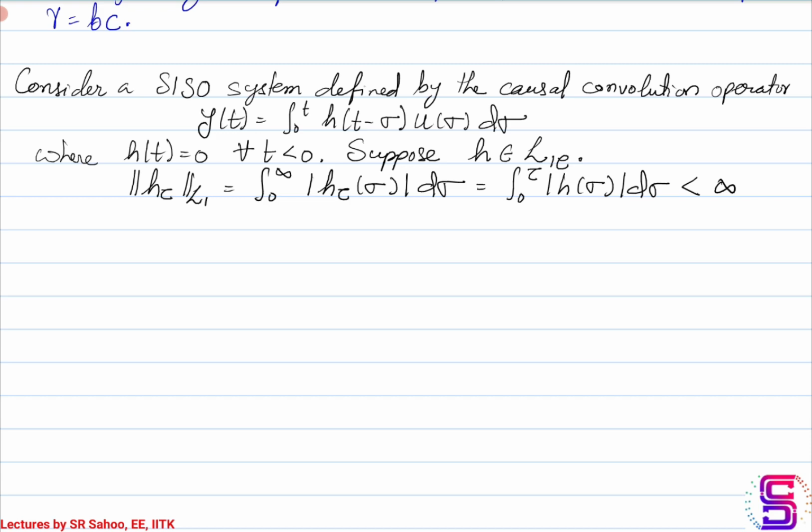So suppose h is in the L1 extended space, and suppose u is in the L infinity extended space. What we want to find out is whether the system is going to be L infinity stable. So there is a system H, let us say, which takes in an input and gives you output, and the way it gives you output is through this causal convolution operation that you have. So suppose u is in L infinity.